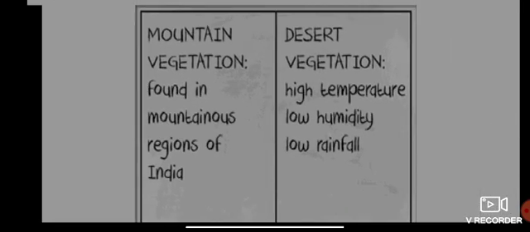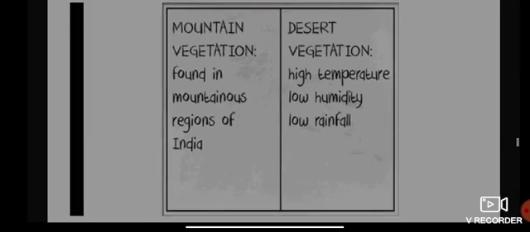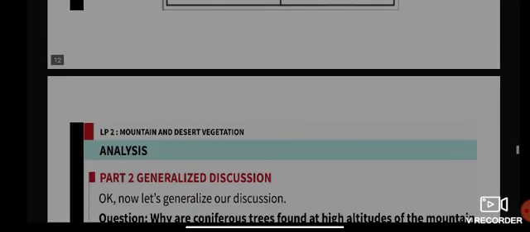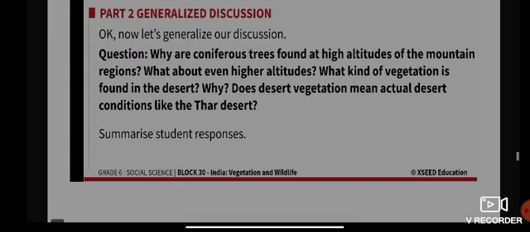Mountain vegetation is found in the mountainous regions of India. Desert vegetation has high temperature, low humidity, and low rainfall. All right, so this is about mountain vegetation and desert vegetation. Moving ahead with our following discussion.